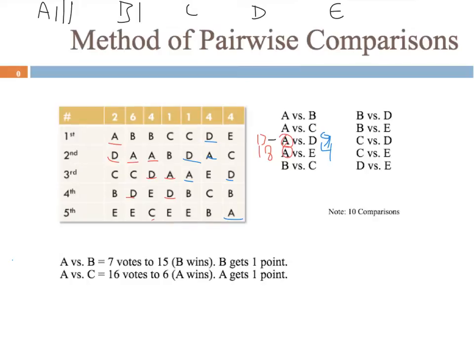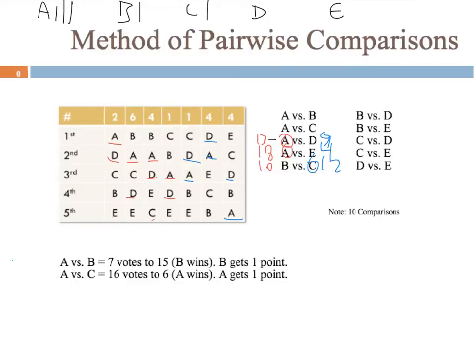B versus C. B is above C 6 times, 4 times, so 10. That's it. So B has 10, therefore C has 12. So C's going to win that. We're going to give C a point.